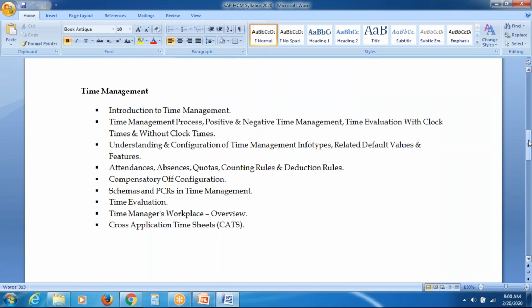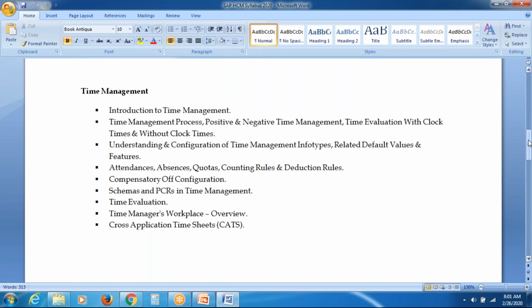And there are certain leaves which have to be offered to the employees to be compliant with the statutory norms or to be compliant with the labor laws of a particular country or in a particular industry. Even for that purpose, the employees should be offered certain varieties of leaves. So doing the leave administration of the employees is also a part of the time management.